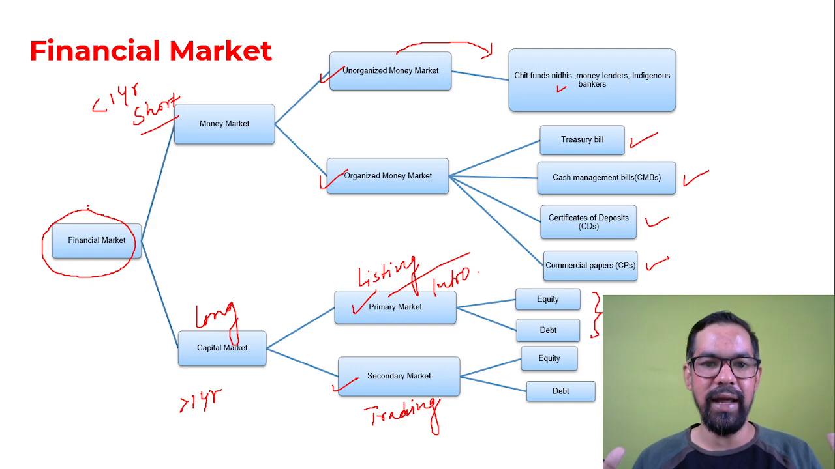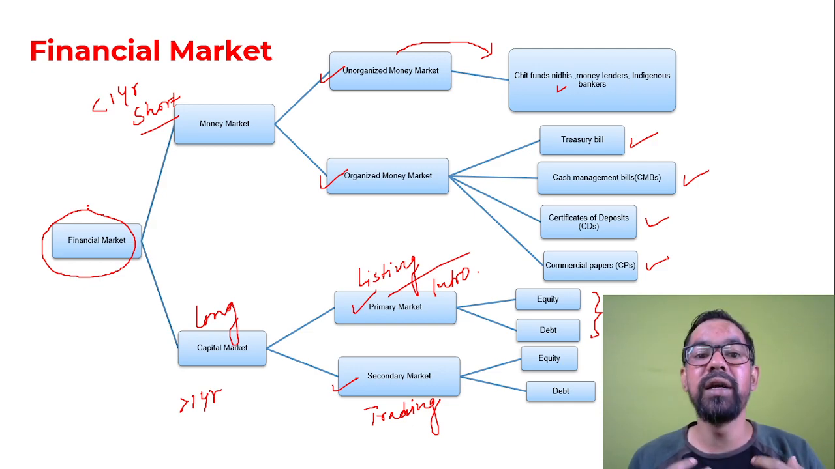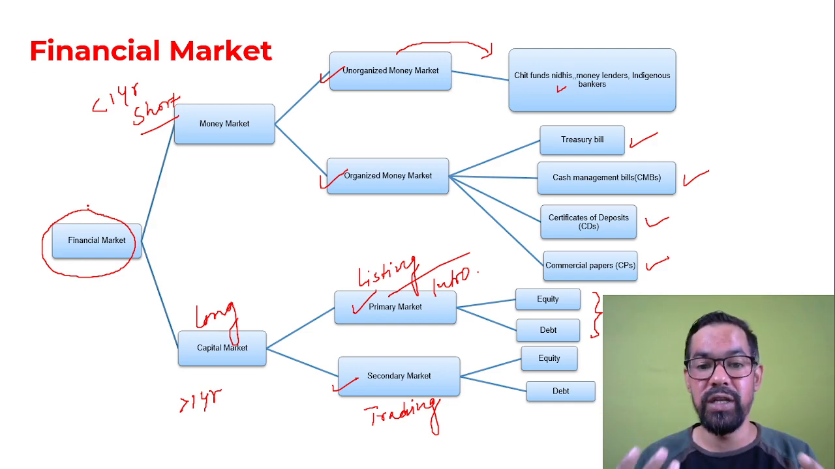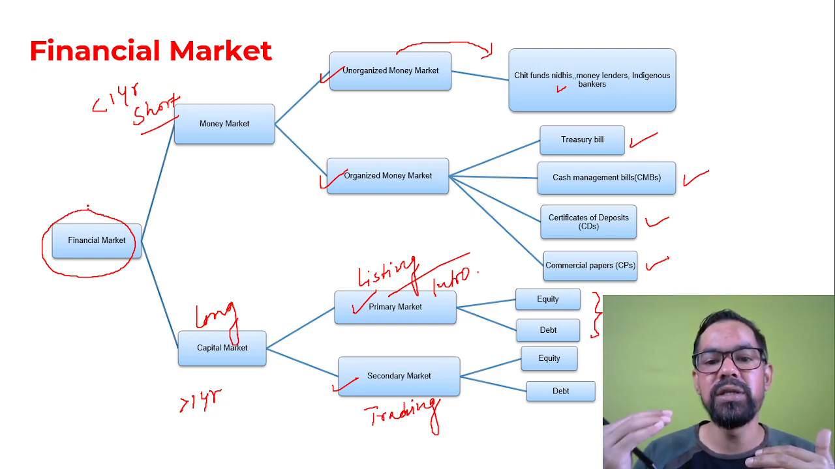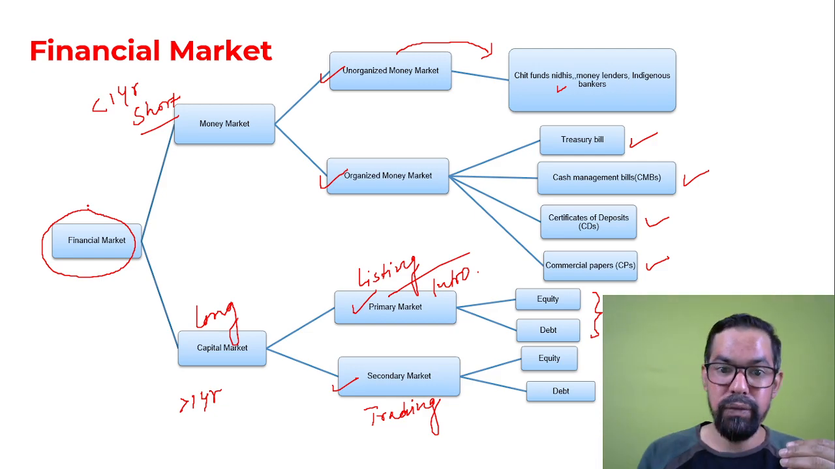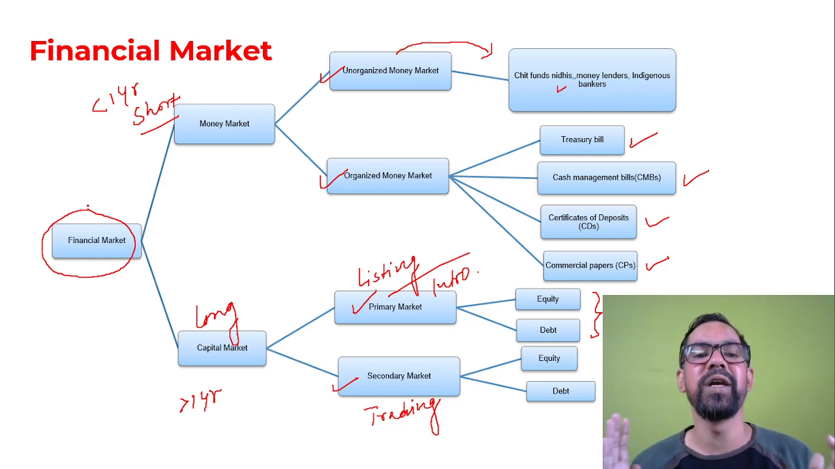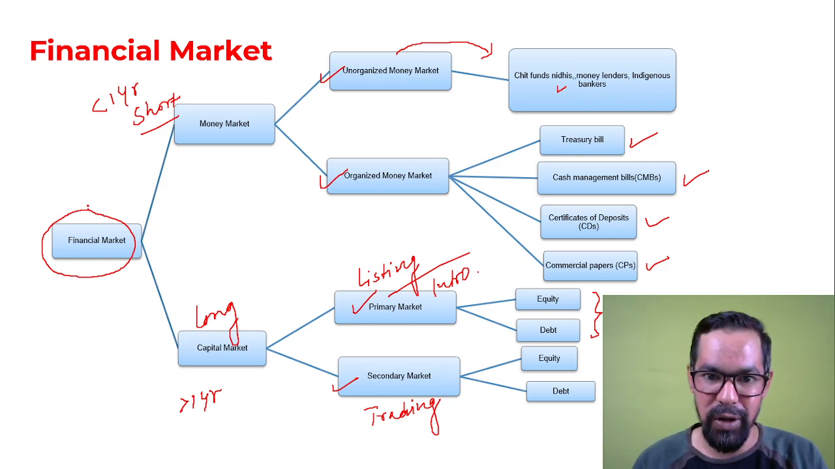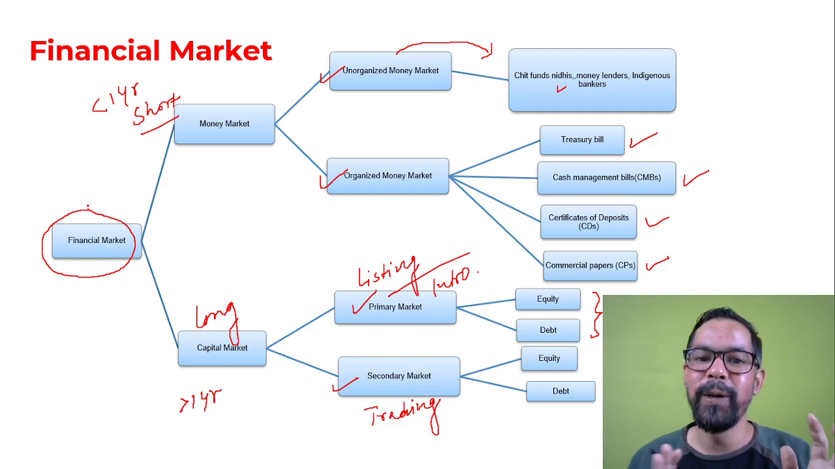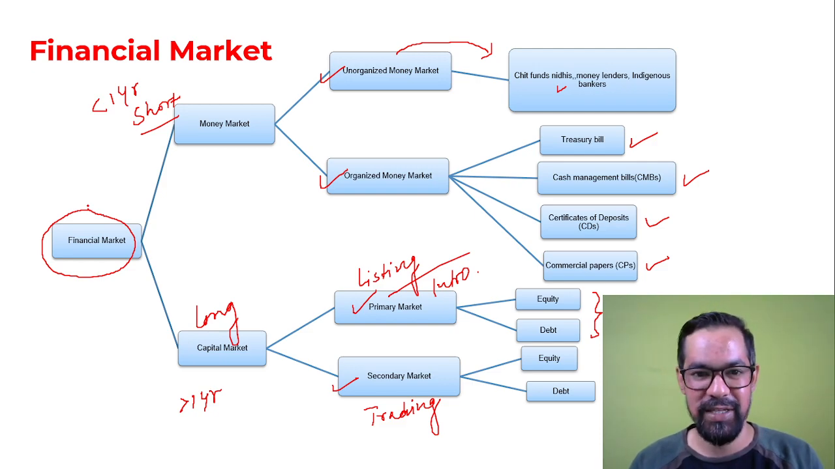So financial market, as the name states, deals with financial instruments. Financial instruments like treasury bills, cash management bills, certificate of deposit, commercial papers for short term. For long term, we have shares, bonds, mutual funds, derivatives, debentures. So there are so many products as well, right? As per the requirement of the customer. So hope you get an idea about this financial market.